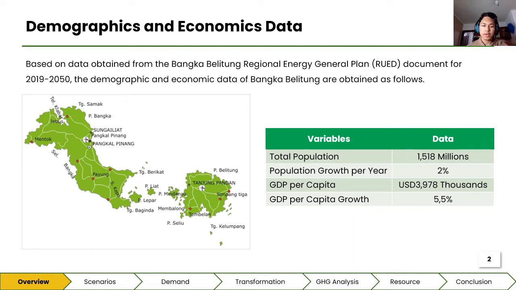Based on the table, the demographic data includes a total population of 1.518 million, and the population growth per year is 2%. And also the economic data, as you can see in the table, is GDP per capita, which is 3.978 thousand US dollars, and the GDP per capita growth is 5.5%. So this is the demographics and economics data for Bangka Belitung that we use to be modeled in the LIP software.